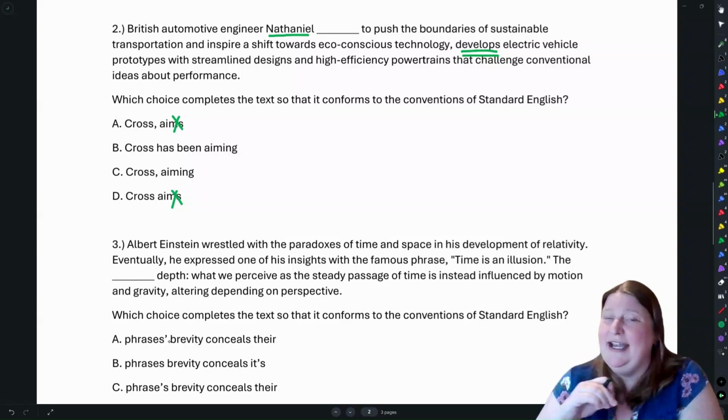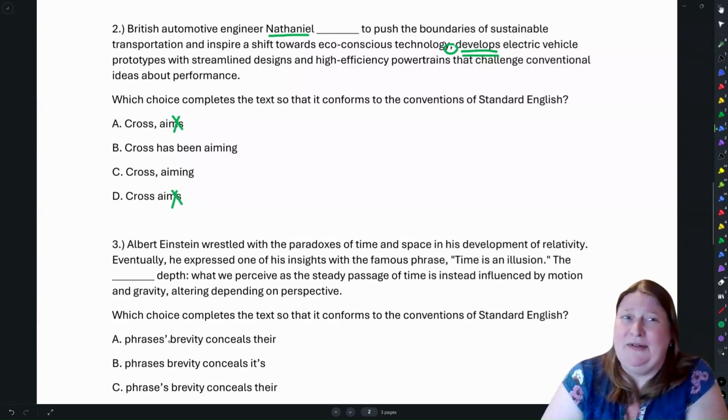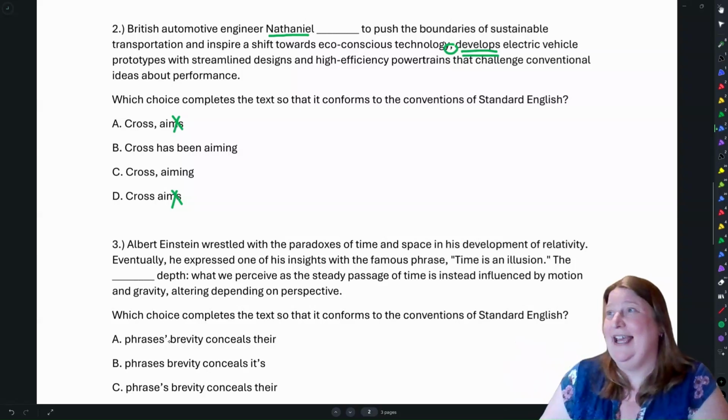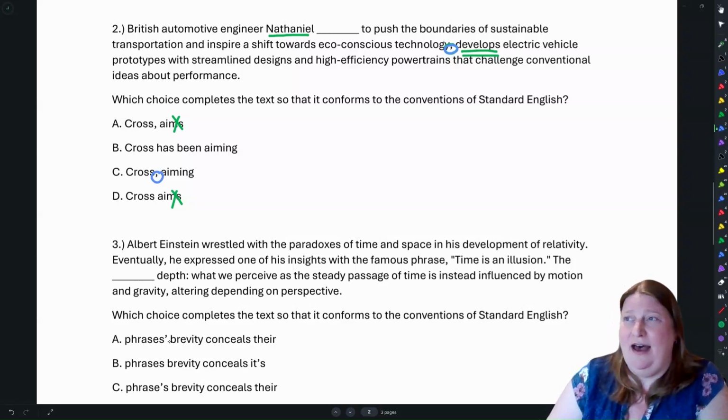Right? So that is not fighting with that main verb of develops. And not only that, we have a comma between the subject and the verb. You don't want a comma between a subject and a verb unless you have two commas so they're working together. So C is where we have the two commas working together. I call that a comma hug.